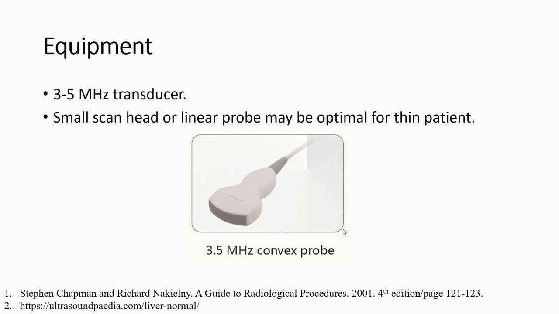Equipment. So, which transducer or probe do we have to use? The probe that we need to use is a probe with a frequency of around 3 to 5 MHz. But if the patient is small, thin, or a child, we can use a small scan head or linear probe.